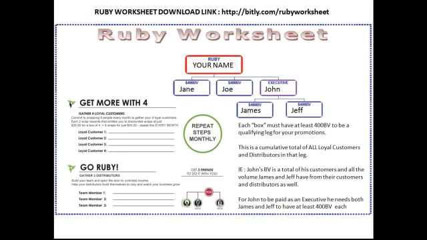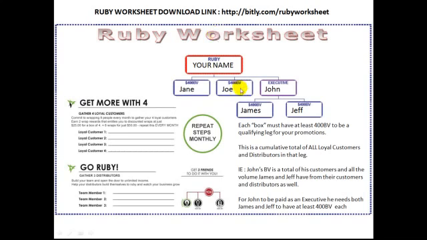This is a cumulative total of all the loyal customers and distributors in that leg. So let's say, for instance, Jane over here is a loyal customer whiz, and she has about 10 loyal customers. Her loyal customers give her a volume of about, say, 1,500 BV. That's all you need. All Jane has to do is show 400 BV, and she's a qualifying leg.